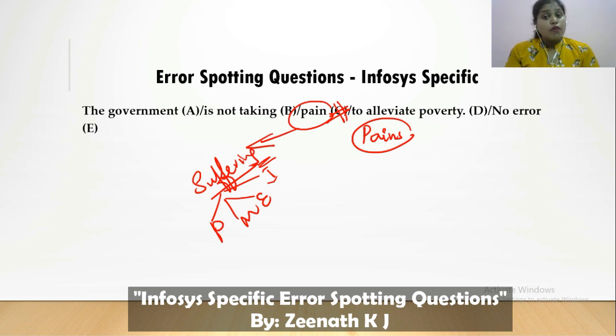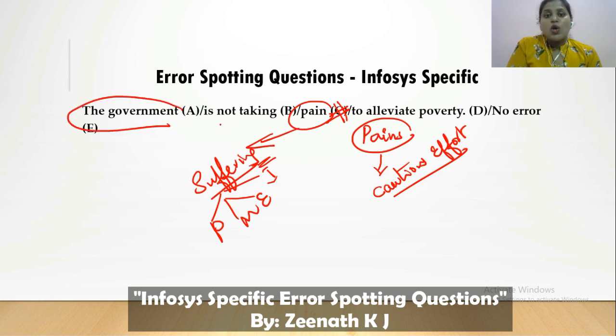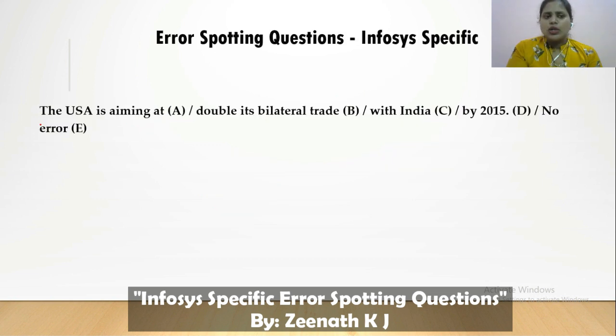But what is the meaning of the word pains? Friends, pains actually means making a conscious effort. So as you're talking about government, which is not taking pains, in other words, you're trying to say, if you do the fill in the blanks here with simple vocabulary, it means it's not taking any action to alleviate poverty. So the right word which should have been used here is definitely not pain. It is actually pains, meaning careful, cautious effort. So the answer to this question has to be option C. Let's look at the next question.